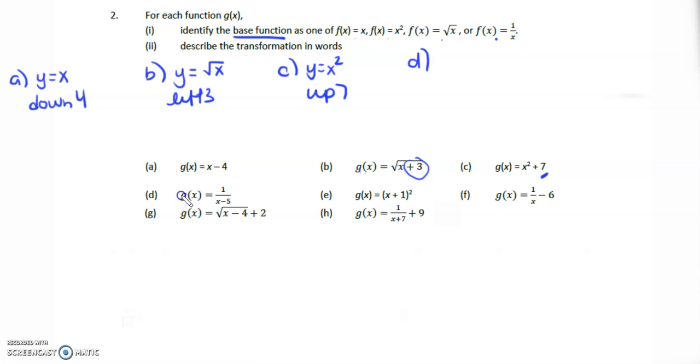For D, g(x) equals 1 over x minus 5. So our base graph is 1 over x. You can put the restriction, x does not equal 0. And this means that we're going right 5. E, this is a parabola, y equals x squared, and this x plus 1 means that it went left 1.